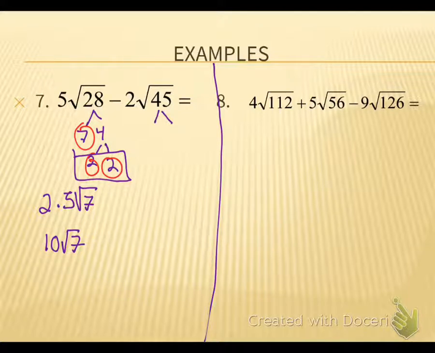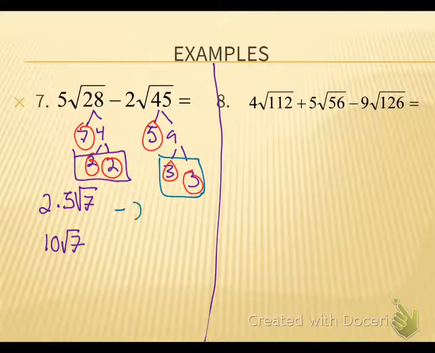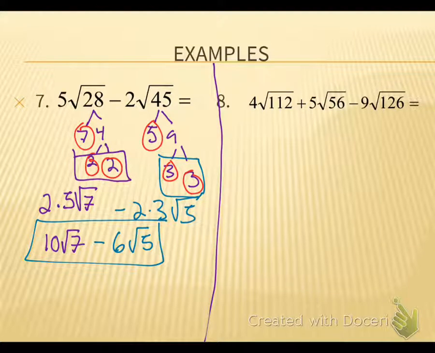What are our factors of 45? 9 and 5. 9 goes to 3 and 3. Okay, I'm going to circle my leaves. So 3, 3, 5. I box in the ones that have buddies. My 3s have buddies. I end up with minus 2 times 3, square root of 5. What's 2 times 3? Square root of 5. Okay, so that is our final answer. Nothing else can be added or subtracted from it.